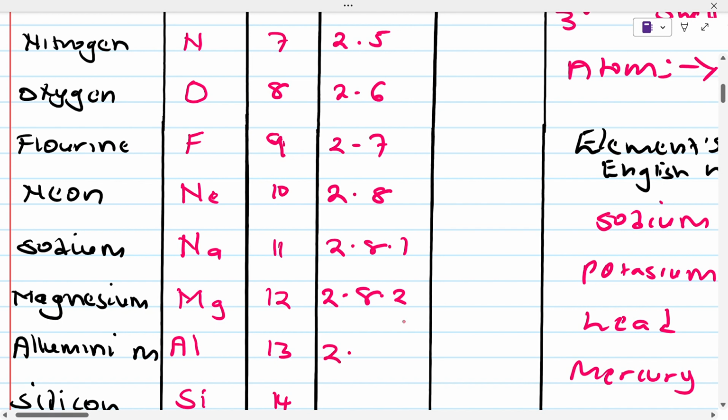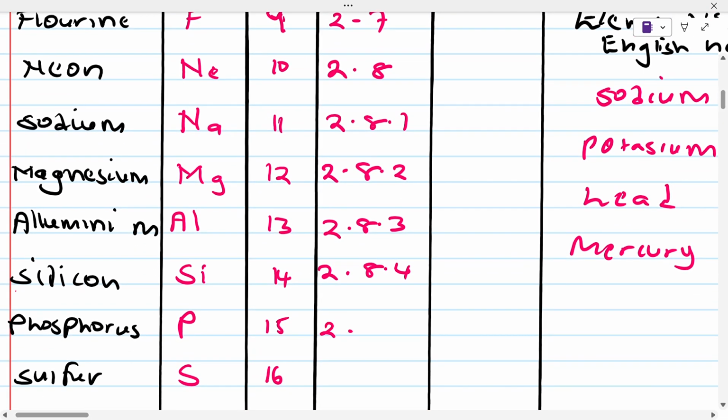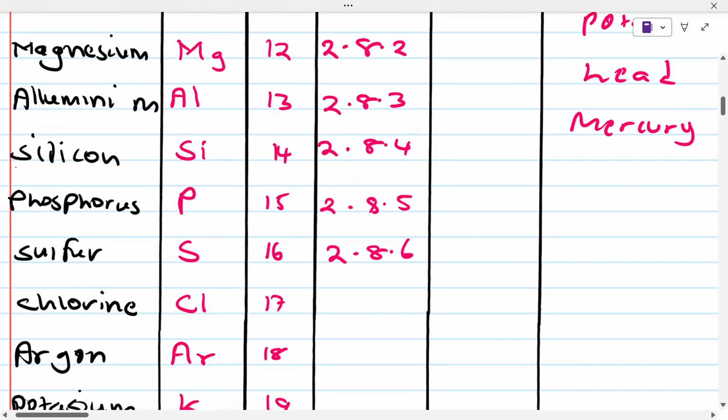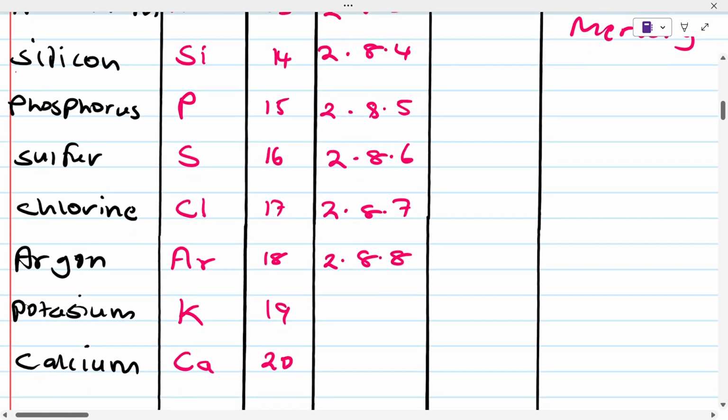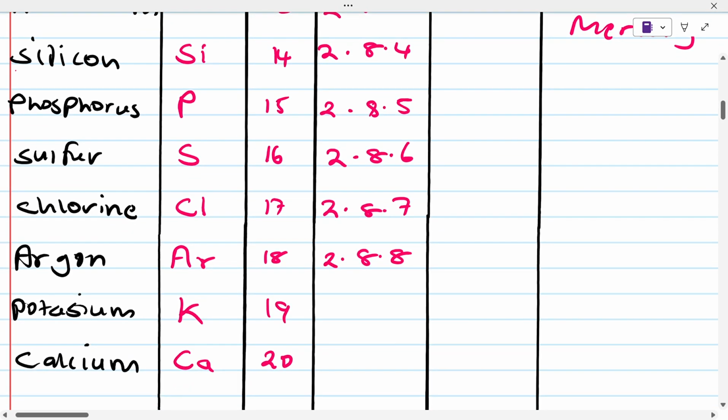2:8:2, 2:8:3, 2:8:4, 2:8:5, 2:8:6, 2:8:7, 2:8:8. Now our 3rd shell has reached its maximum capacity.